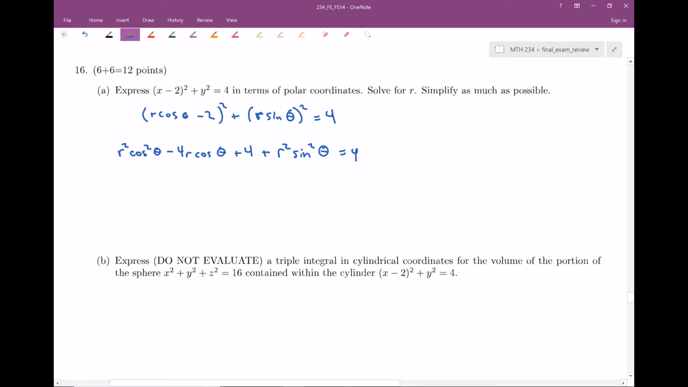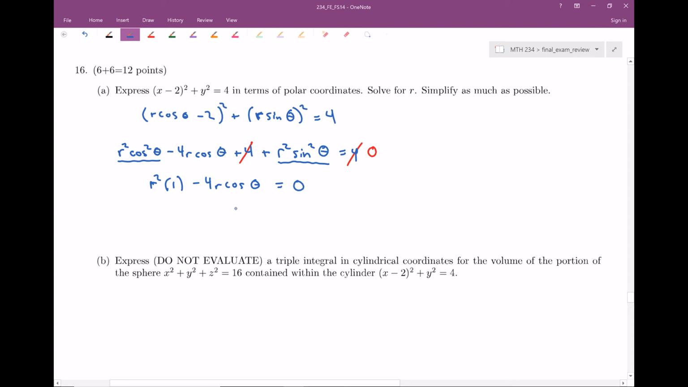Alright, so at this point we can see there's a little bit of cancellation going on. There's a 4 and a 4 here, so I could subtract 4 from both sides, and that would leave 0 on the other side. We can also notice that we have r² cos²θ and r² sin²θ. So if we factor out an r² from those two terms, we have cosine squared plus sine squared, which is of course 1. So that would leave us with r² times 1. We have the 4r cosθ still. That doesn't really cancel with anything. And again, we have 0 on the other side here.